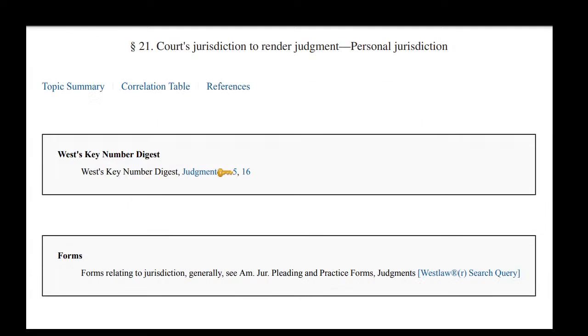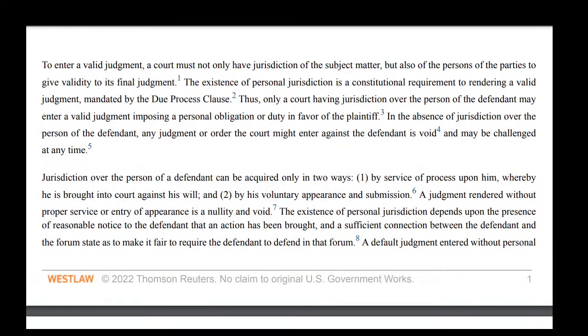And we're on to 21, the court's jurisdiction to render judgment, personal jurisdiction. To enter a valid judgment, a court must not only have jurisdiction of the subject matter, but also the persons of the parties to give validity to its final judgment. The existence of personal jurisdiction is a constitutional requirement to rendering a valid judgment, mandated by the Due Process Clause. Thus, only a court having jurisdiction over the person of the defendant may enter a valid judgment imposing a personal obligation or duty in favor of the plaintiff.